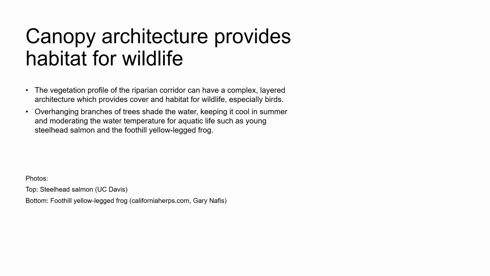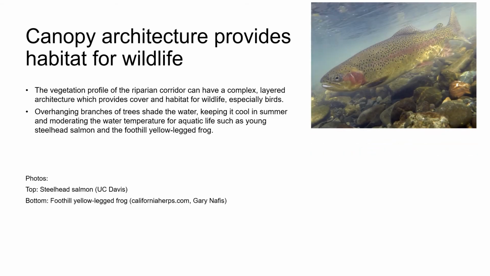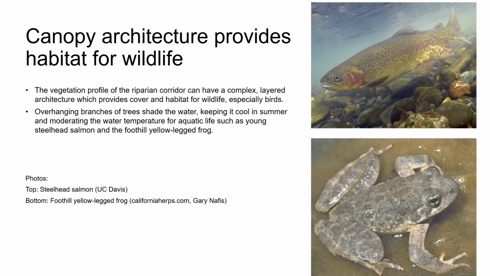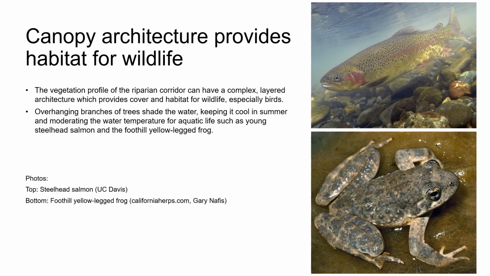Water temperatures can rise dramatically in the dry summer months, presenting a threat to the survival of fish and amphibians, such as this steelhead salmon and the foothill yellow-legged frog. The overhanging branches of trees in the riparian zone shade the water, keeping it cooler in summer and moderating the water temperature for the eggs of fish and amphibian species and their young when the eggs hatch.